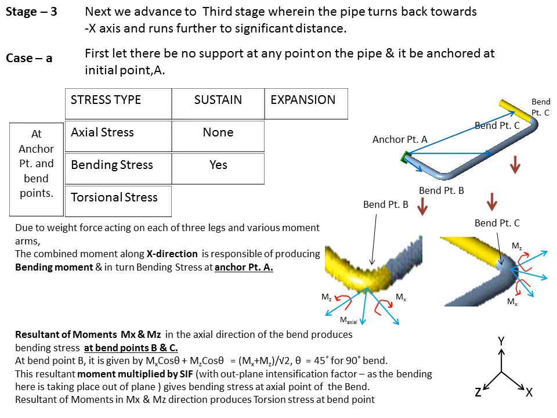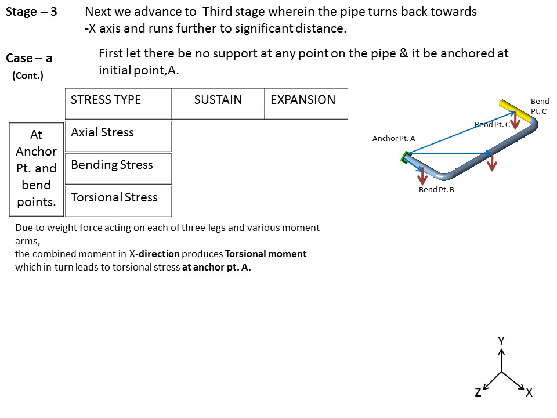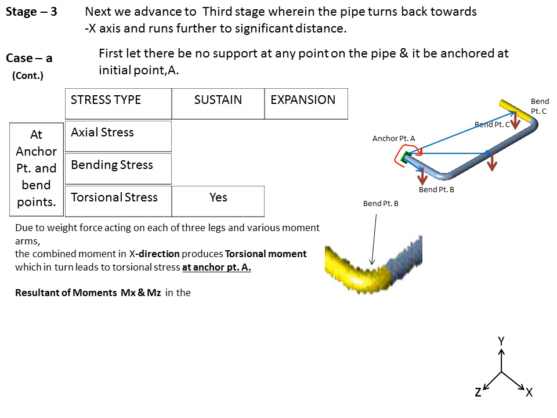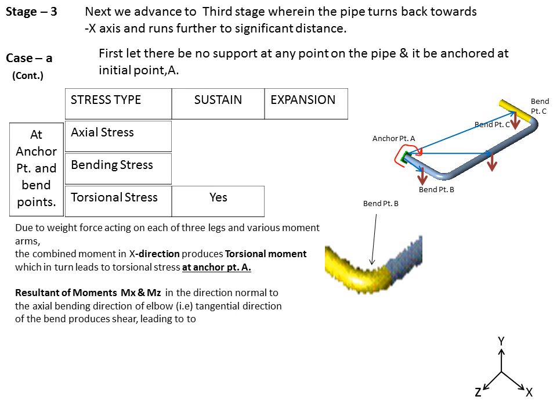The resultant of moments in mx and mz direction produces the torsional stresses at bend points B and C. Again, the torsional stresses are given by the resultant of moments in mx and mz direction. Continuing with this case, torsional stress is present over here. Now, the resultant of moments mx and mz in the direction normal to the axial bending direction of the elbow, that is the tangential direction of the bend, produces shear, leading to the torsional stress at bend points.